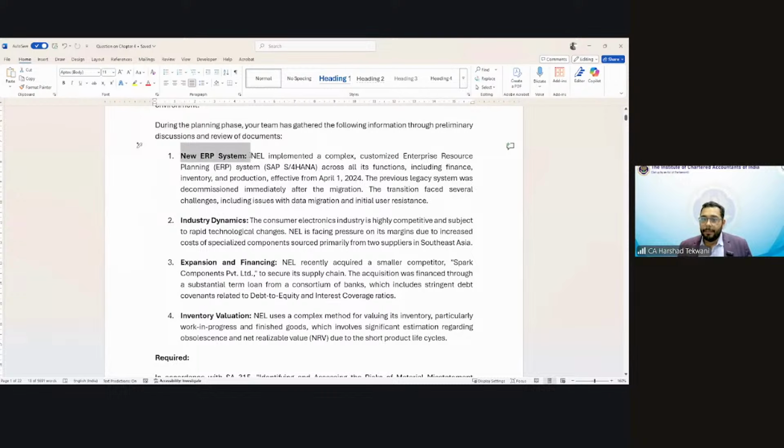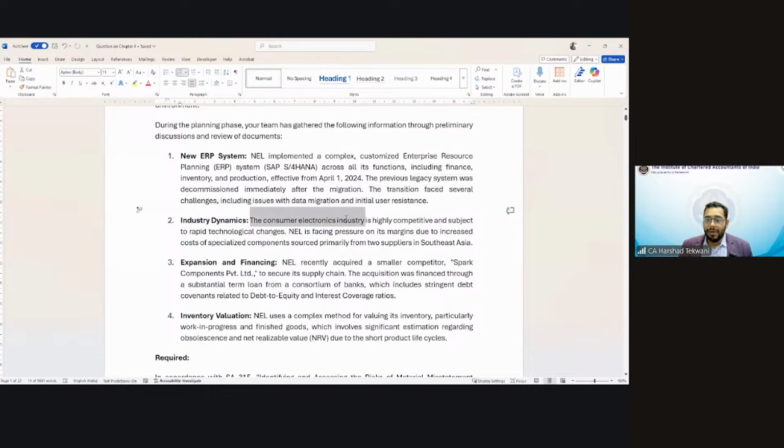New ERP system. NEL implemented a complex customized enterprise resource planning system, S/4HANA, across all its functions, including finance, inventory, and production, effective from 1st April 2024. The previous legacy system was decommissioned immediately after migration. The transition faced several challenges, including issues with data migration and initial user resistance.